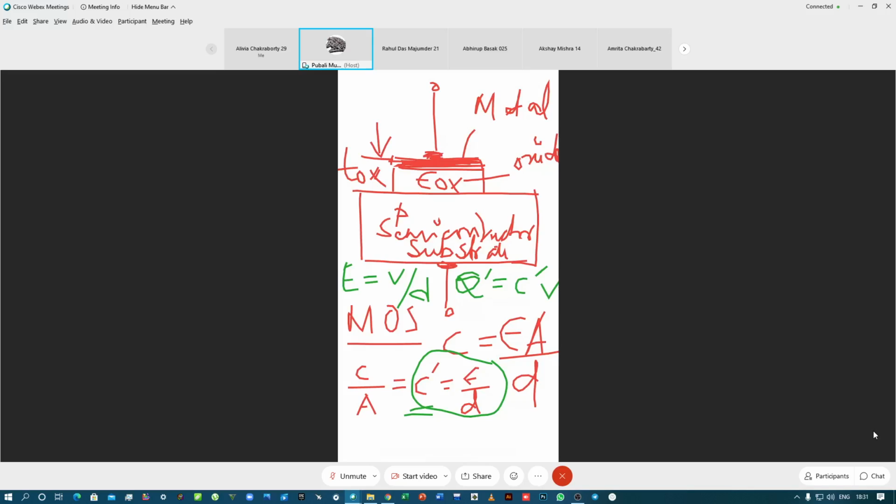Now let us see. We would be discussing three phenomena in the case of this MOS capacitor. One is accumulation, second is depletion, and the third is inversion. Okay, let us go in for the first phenomenon.